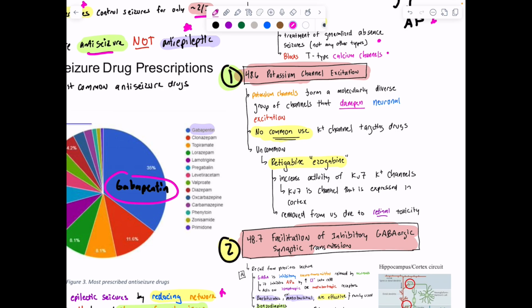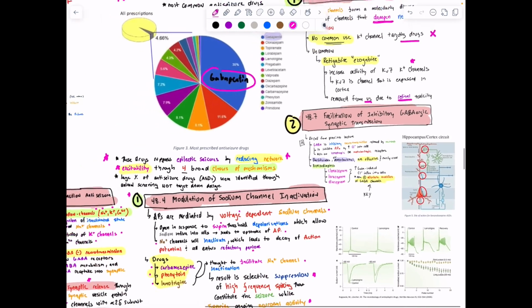All right, then you have potassium channel excitation. Unfortunately, we don't have any commonly used potassium channel targeting drugs, but basically potassium channels are a molecularly diverse group of channels that dampen neuronal excitation. We did have an uncommon one called retigabine, also known as ezogabine, which increases the activity of potassium channels, and unfortunately it's not used in the US anymore due to retinal toxicity. All right, so then we're almost done.